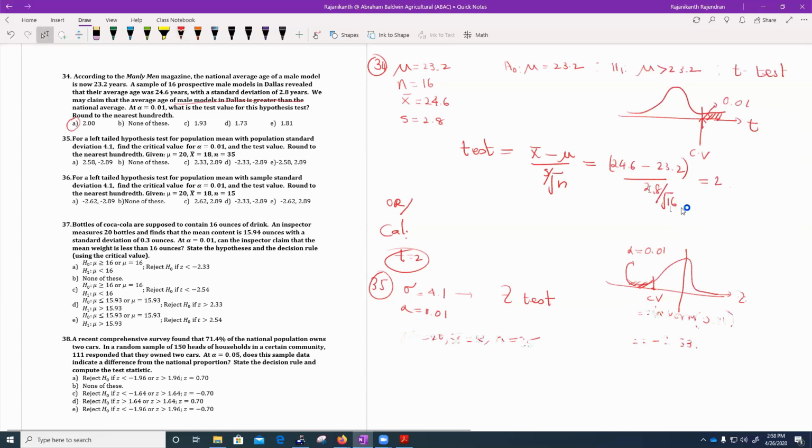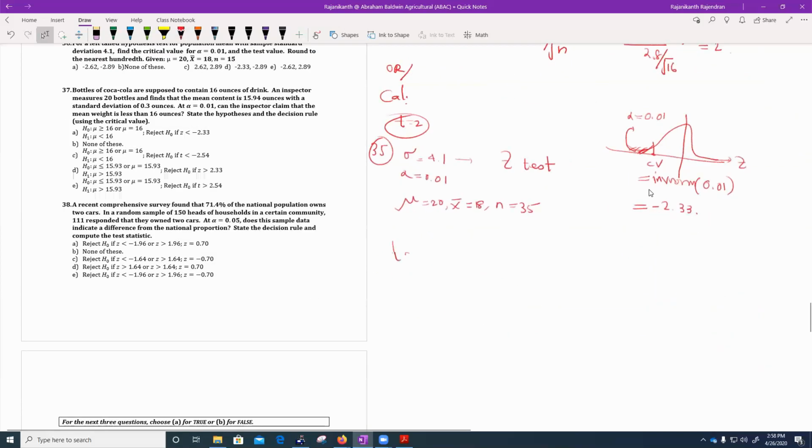To find the test value, you could use this formula. Remember, we are under the z-test. So therefore, x bar minus mu over standard deviation over square root n. So x bar is now 18 minus mu is 20. Then this over standard deviation for this problem is 4.1 over square root of n, which is 35. Simplify this. So if you do it correctly, you should get negative 2.89. So this is my test value and this is my critical value.